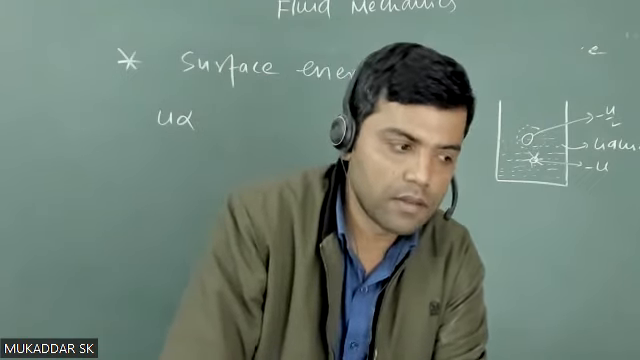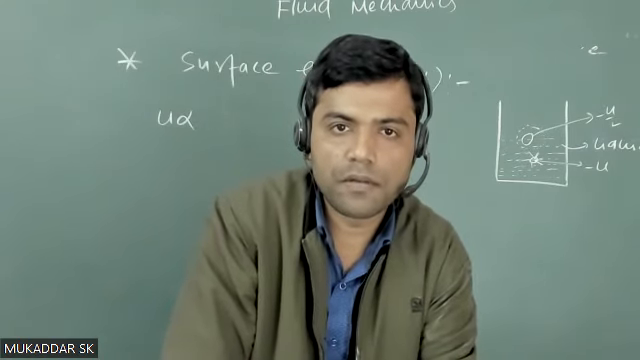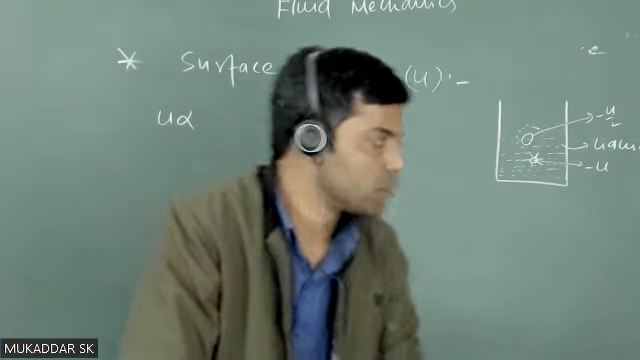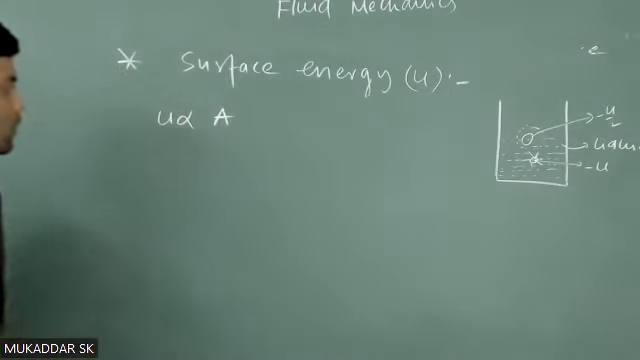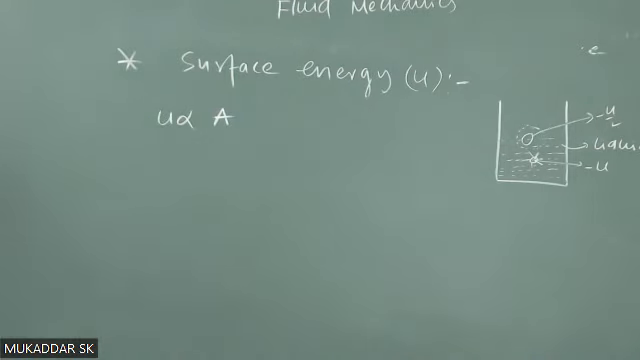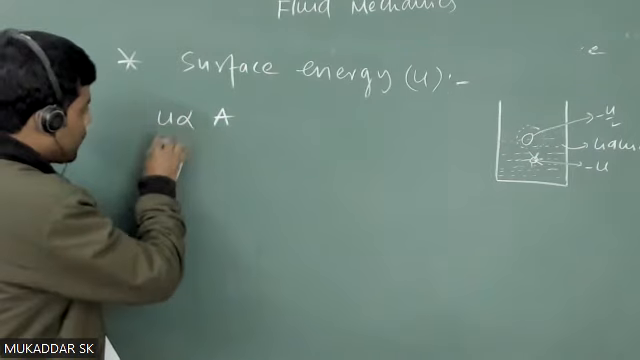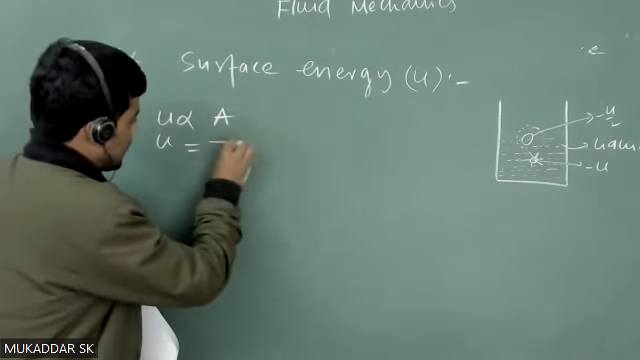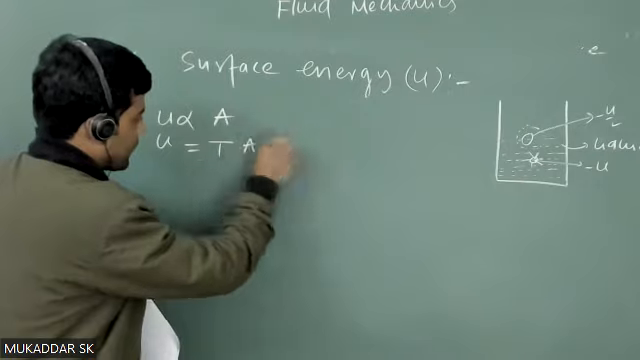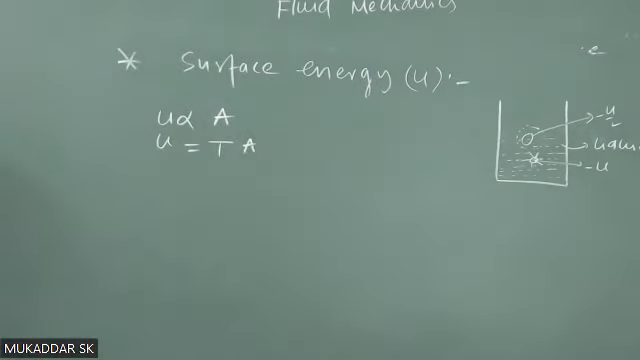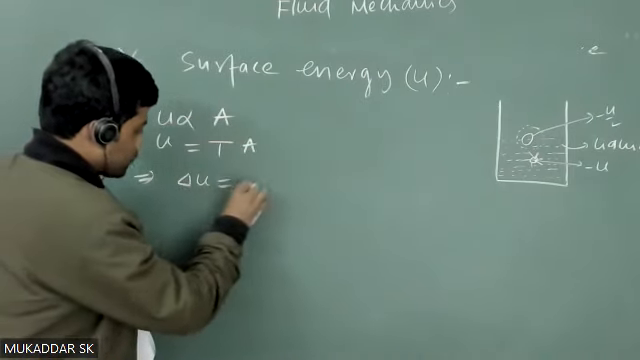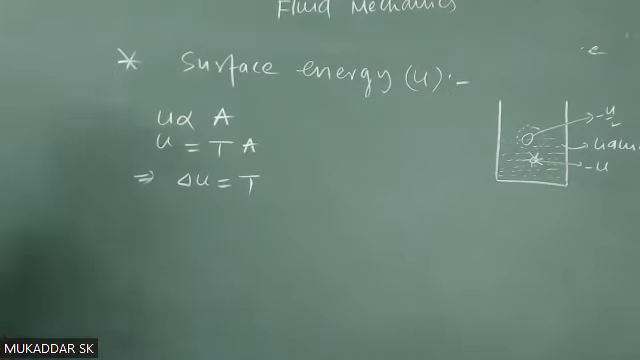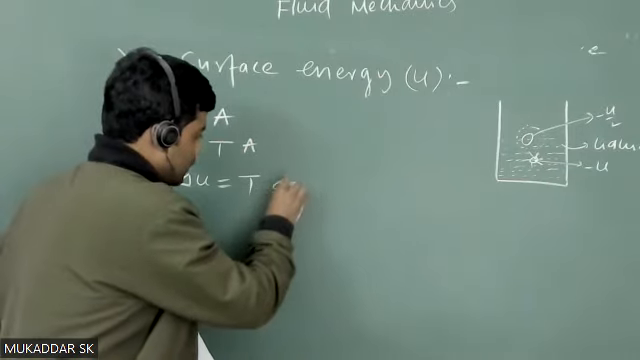So what I can say, the number of molecule on the surface of liquid depends upon the surface area, है ना? So obviously the surface energy will be proportional to surface area. Now if you remove that proportionality constant, you will basically get T into A. Now from this equation I can also write that delta U equals T, some constant, that is surface tension, properties of liquid, that will be constant, and I can write it will be delta A.